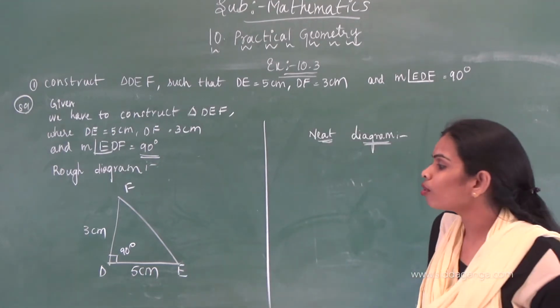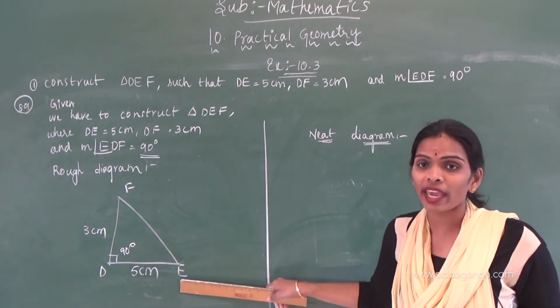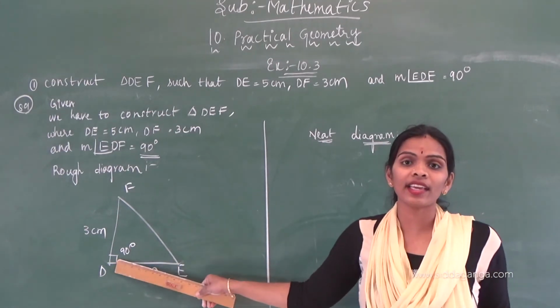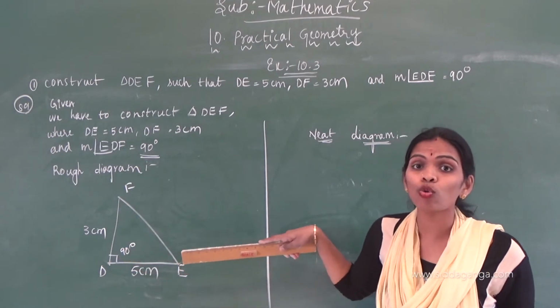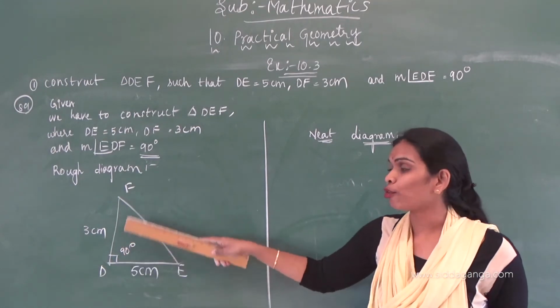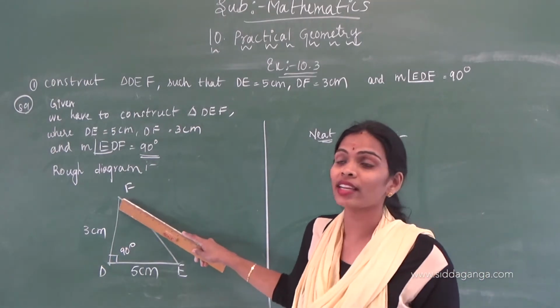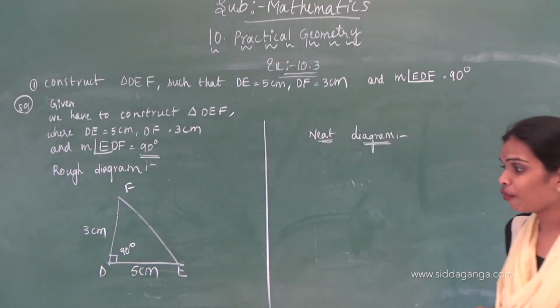We have to just take D as base and then 90 degrees, and we have to construct a 90 degrees angle through D by using a protractor, and then by using the compass we have to measure 3 centimeters and just cut the ray.